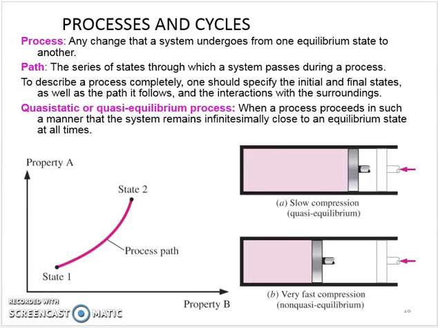Then, the process. Any change that a system undergoes from one equilibrium state to another equilibrium state is known as a process. The path is the series of states through which a system passes during the process. The system going from state 1 to 2 is the process, and the way of connecting the states is known as the process path.